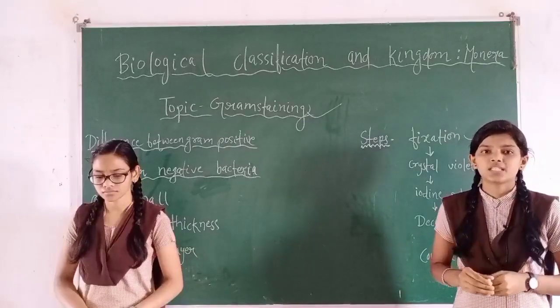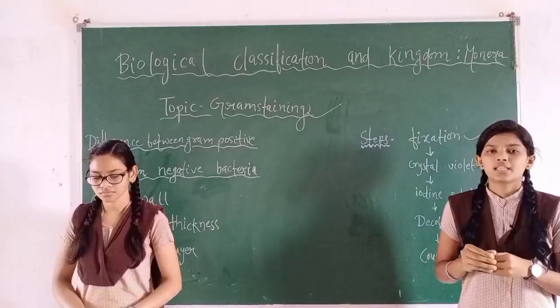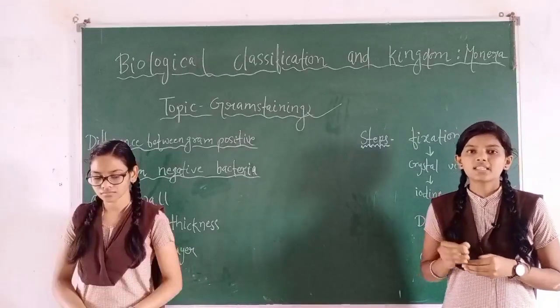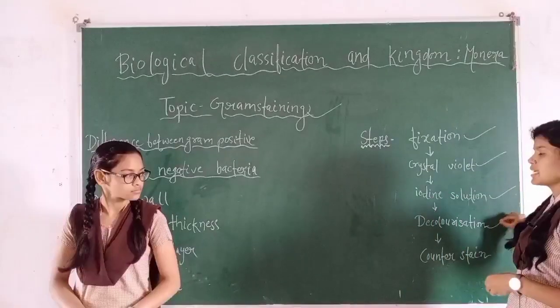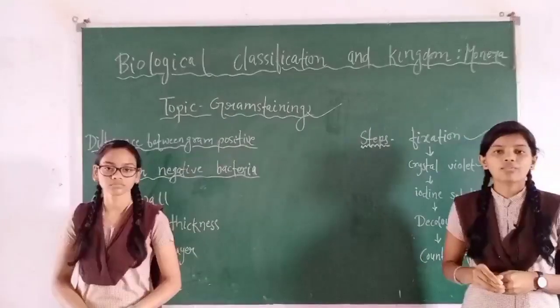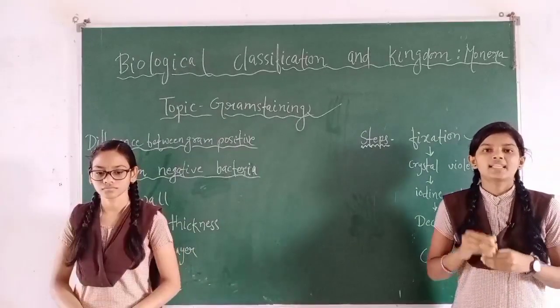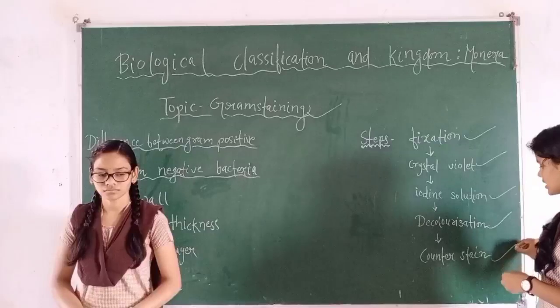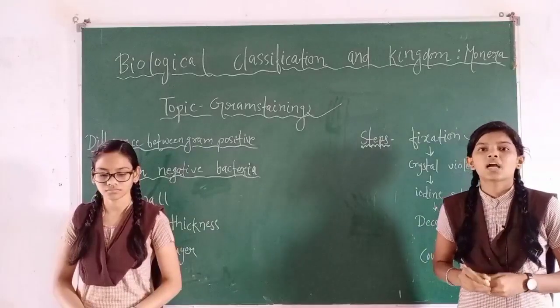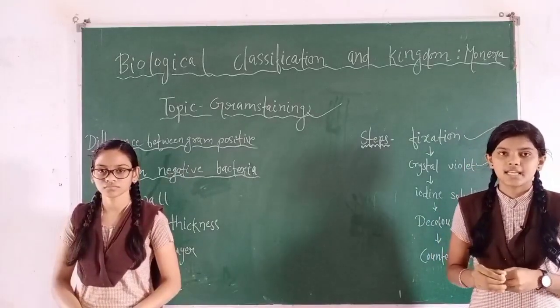And at the fifth stage, the bacterial color is purple. And the sixth is decolorization. Decolorization with alcohol and acetone. And the last one is counterstain. Counterstain with carbol fuchsin for 30 seconds.